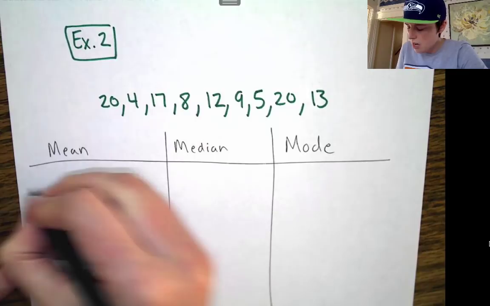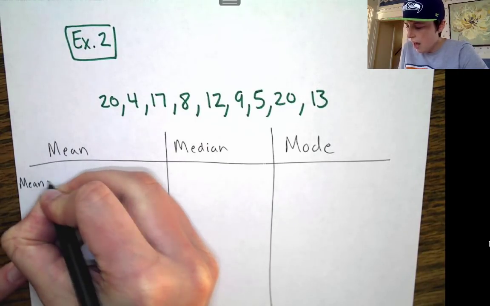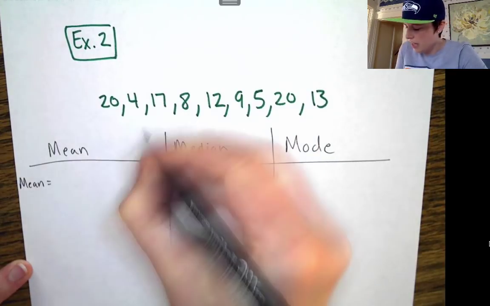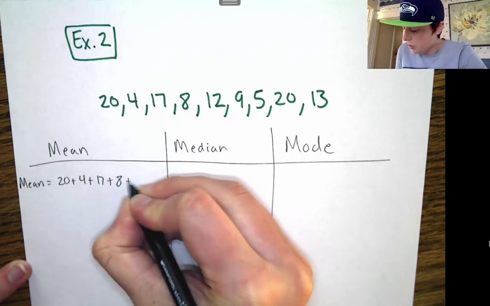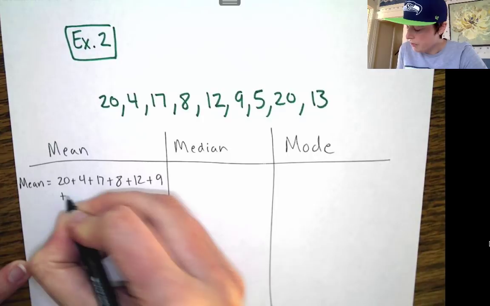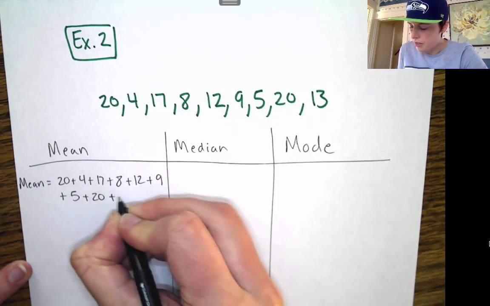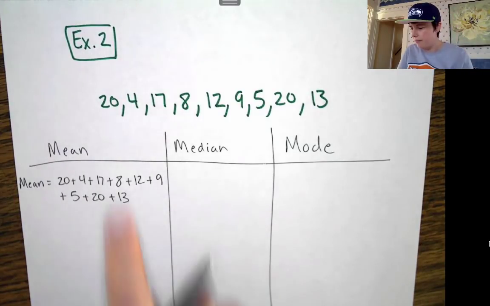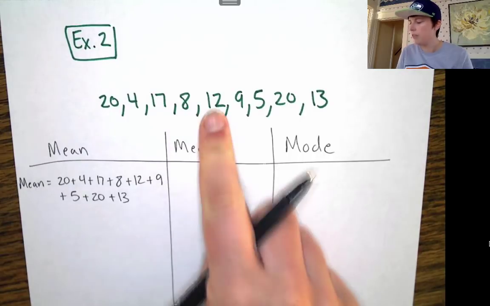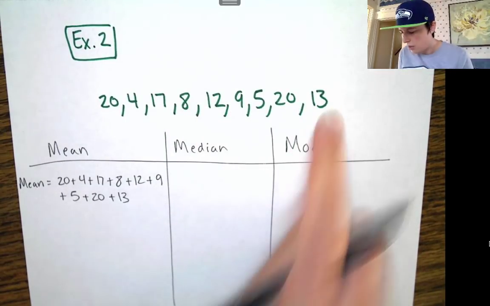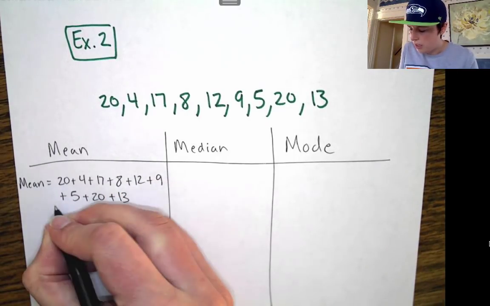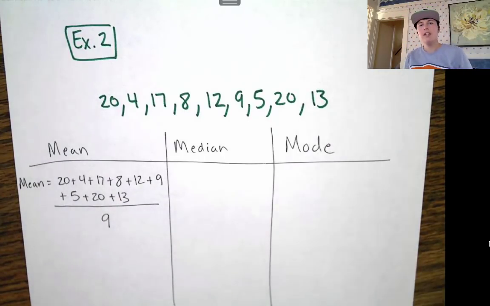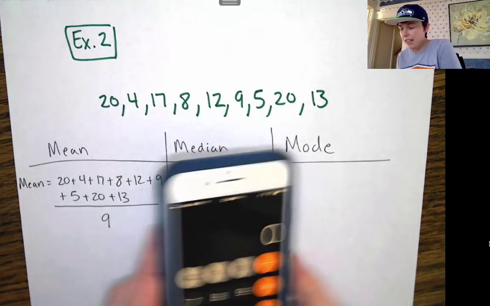Starting with the mean first, we know mean equals adding all of these up and dividing. So we're going to add 20 plus 4 plus 17 plus 8 plus 12 plus 9 plus 5 plus 20 plus 13. We're going to add all those numbers and count them. There are 1, 2, 3, 4, 5, 6, 7, 8, 9 numbers. I can double check. 1, 2, 3, 4, 5, 6, 7, 8, 9. Good. So we're going to divide by 9. Get your calculator or do it in your head, however you prefer. But we need to add these numbers up.